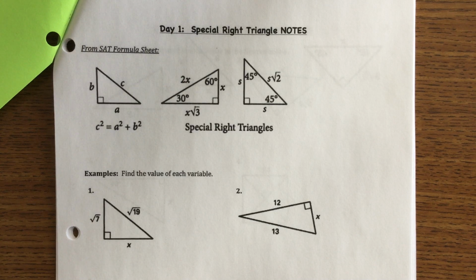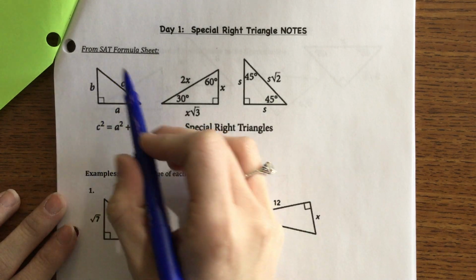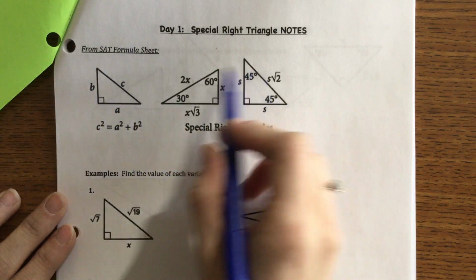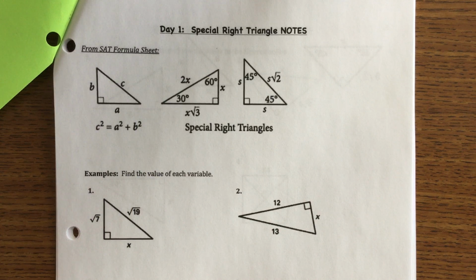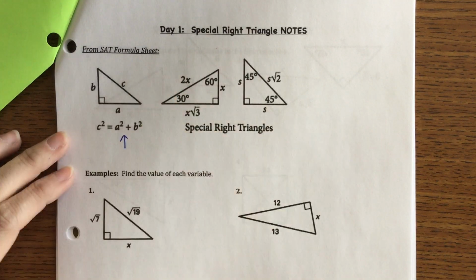Okay, so day one is special right triangles. Two different types of triangles we're going to look at. We're going to look at this kind of triangle over here and these triangles over here. This is from the SAT formula sheet. So do you guys remember when you've looked at those practice SATs before that you get a formula sheet? You're given these two. What is this formula?